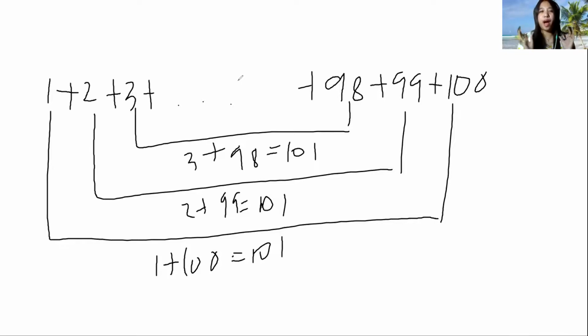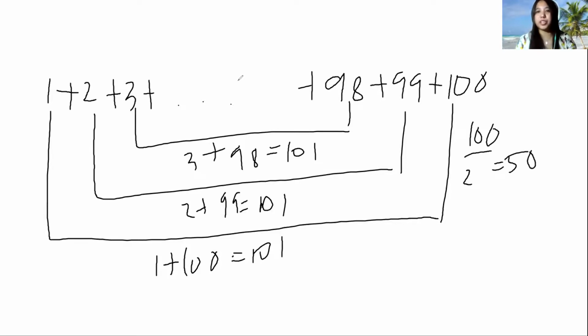But how many 101s are there from 1 to 100? If we continue adding the first and the last, the second and the second to the last, pairing the corresponding numbers, how many pairs are there in 100? It is 50. It is actually simply dividing 100 by 2, because we are pairing them. 100 over 2 is equal to 50.